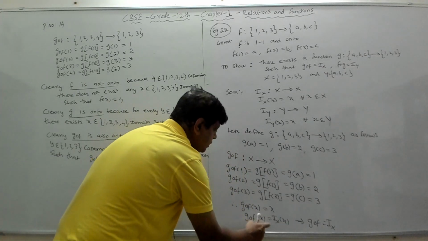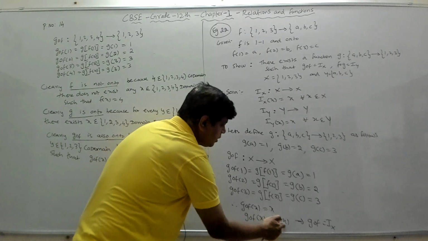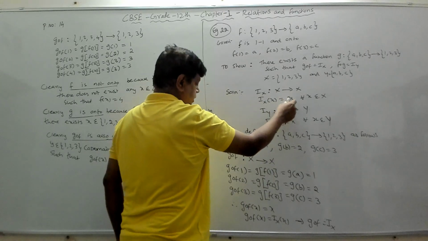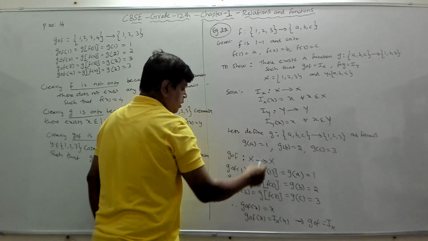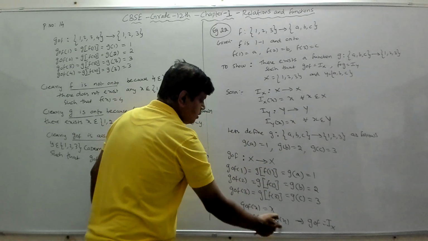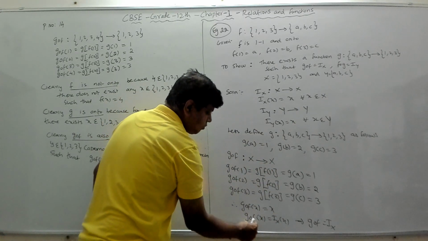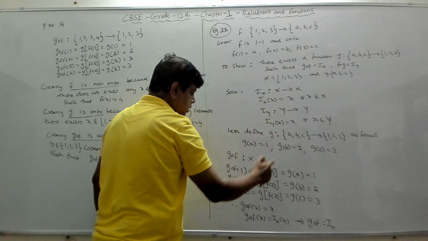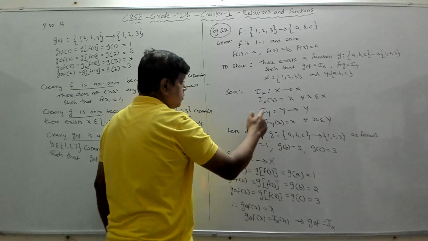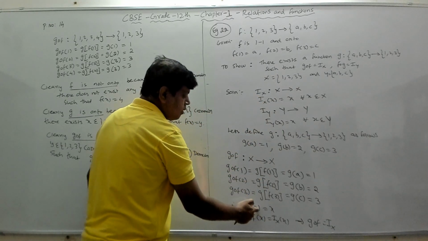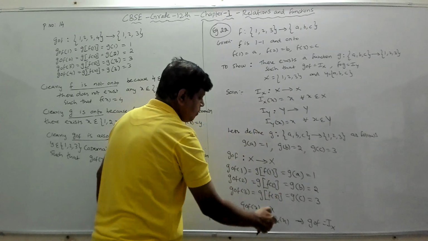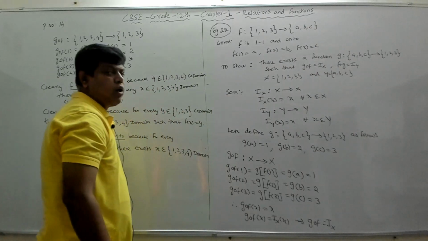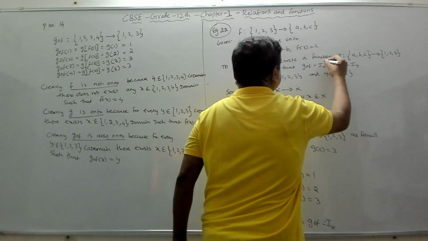So if G of F of X is I of X, why is it I of X? Because X can be written as I_X of X. So I_X of X is also X. G of F of X is also X, which means I_X of X is the same as G of F of X. So now the element can be removed and we will say, therefore, the function G of F is equal to I_X. So we have proved this part. Now we have to check this one.